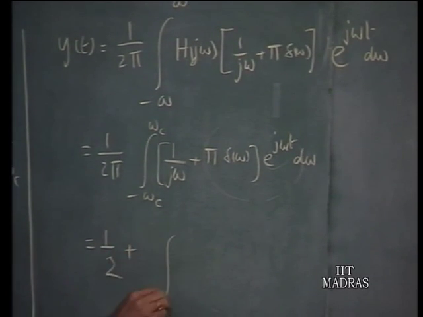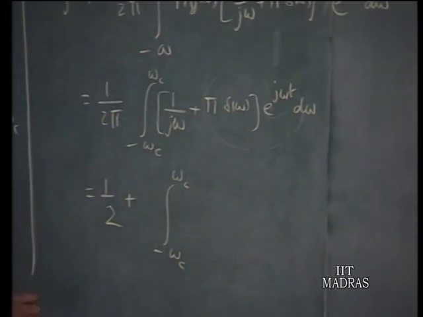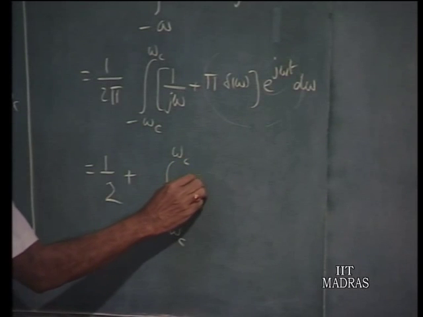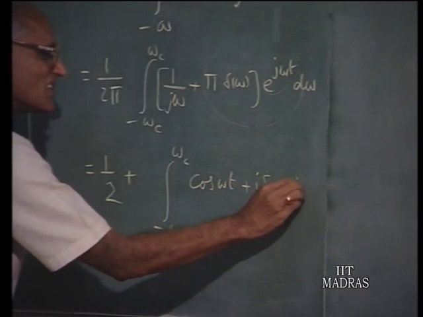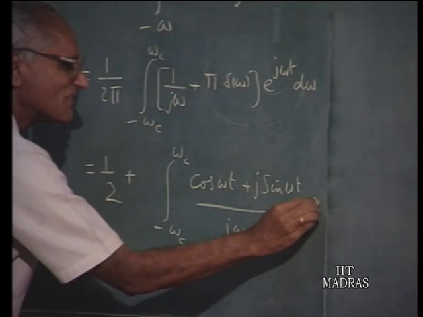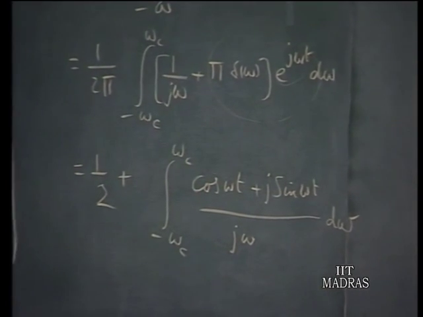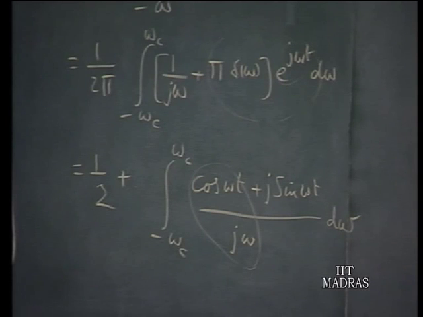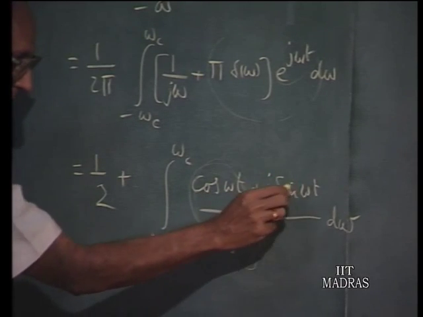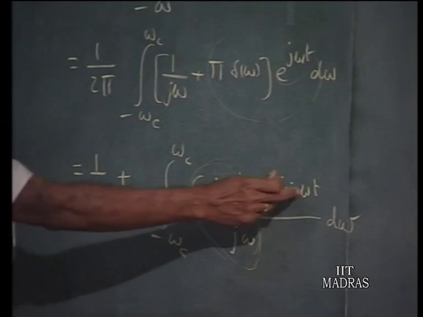plus you have the integral from minus omega c to plus omega c, where e to the power of j omega t can be written as cos omega t plus j sin omega t, divided by j omega d omega. Now, this portion, cos omega t divided by j omega, is an odd function of omega, and we are integrating between symmetrical limits from minus omega c to plus omega c. Consequently, this being an odd function and integrated between symmetrical limits, the contribution of this portion becomes 0. Therefore, the contribution arises only from the sin omega t by omega term, and sin omega t by omega is an even function of omega.